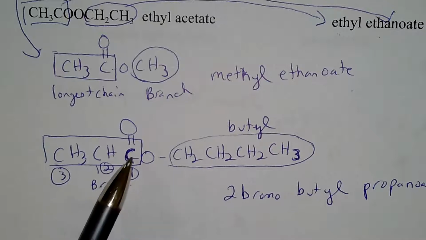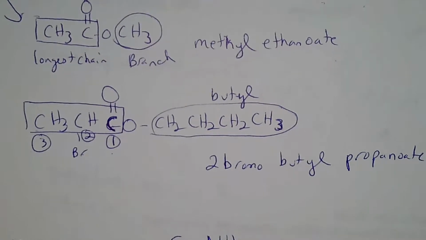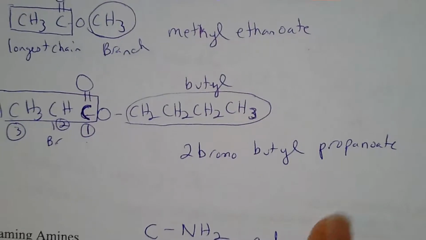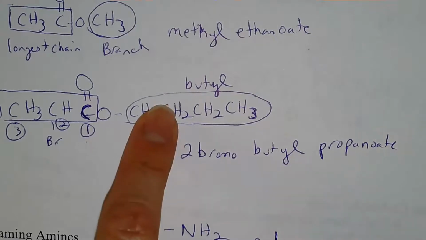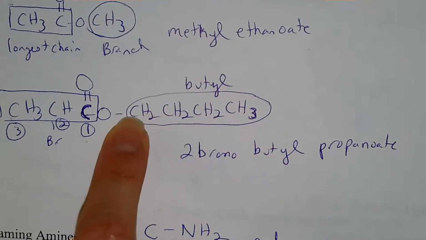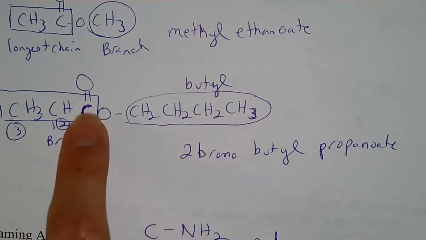Since my bromo is over here, this has to be my longest chain. There is a way to do a branch off of a branch, I'm just keeping it very simple for this class. So the longest chain is 3, so it's going to end in propanoate. And I have a butyl group off of the oxygen. So this is my butyl group. And then I have a bromo off of what I call the second.